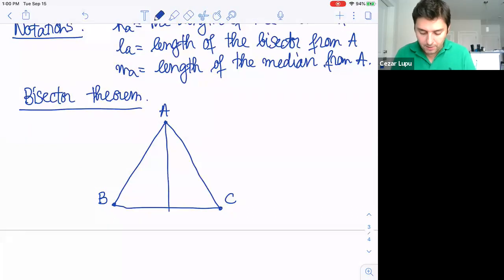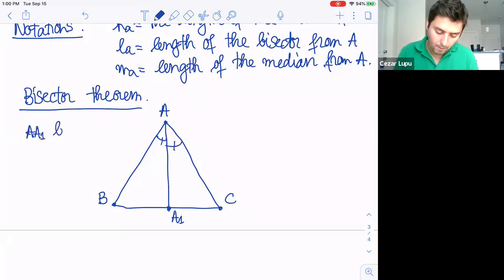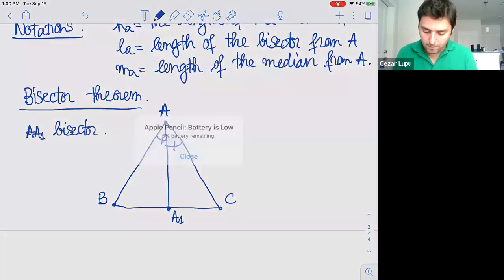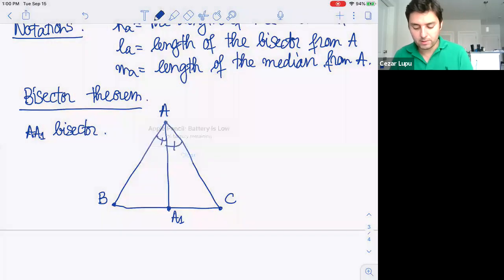So let me draw the bisector here, and say this is AA1. So AA1 is the bisector. Right? Oh my goodness, that's exactly what I need. My pencil has only 5% anyway. Well, let's just wait for one or two minutes.